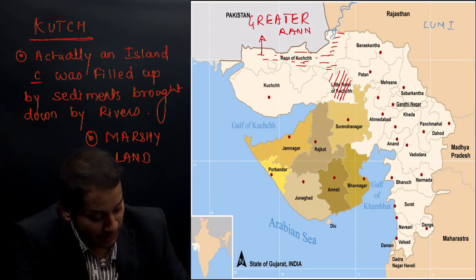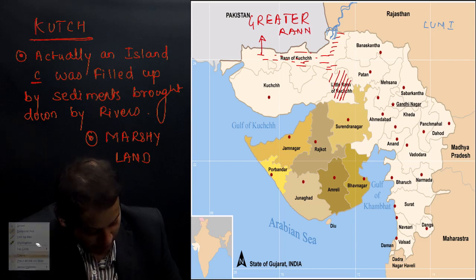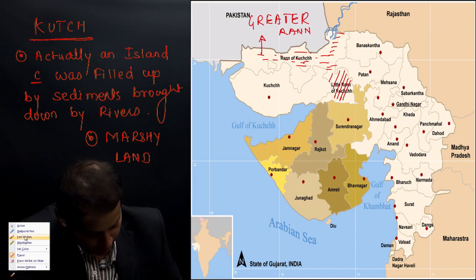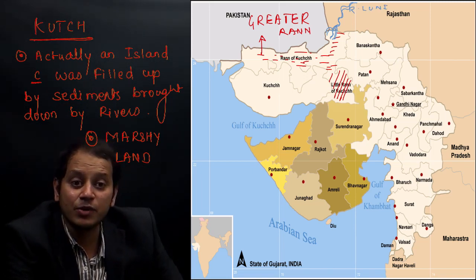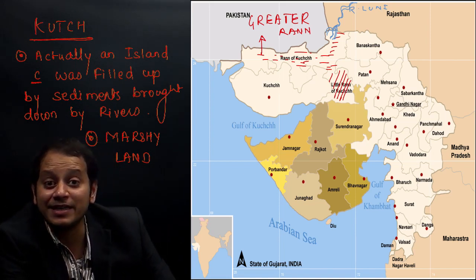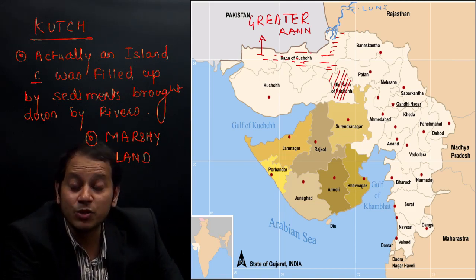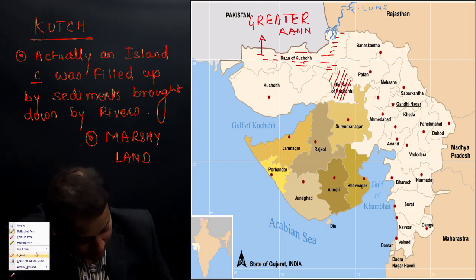Can you see the blue color line in my map? It is river Luni which is draining into the Greater Run of Kutch. So this is the river Luni. Remember, write it somewhere, river Luni drains into the Greater Run of Kutch region. Now there are another two important rivers which are inland rivers. Come to that Little Run region. I will change my ink color.